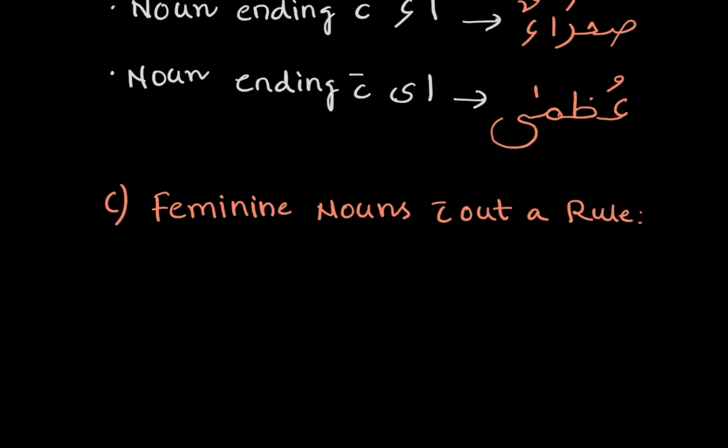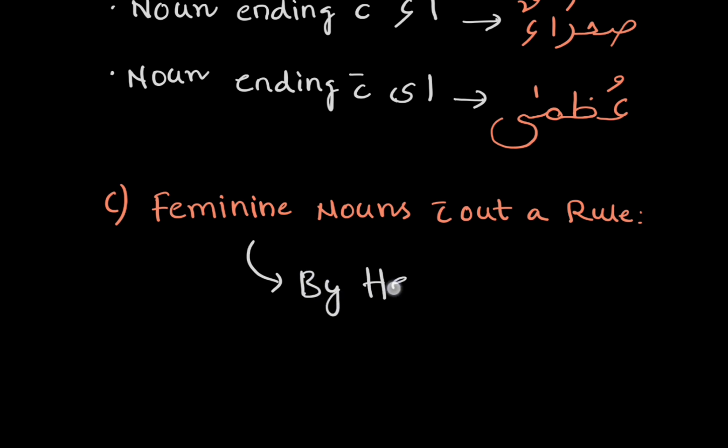And the third way of identifying a feminine noun is a feminine noun which does not follow a rule. Such nouns are labeled as feminine only by hearing. They do not follow any particular rule, unlike natural genders and words ending with ta marbuta. So these feminine nouns are identified without a rule, only by hearing.